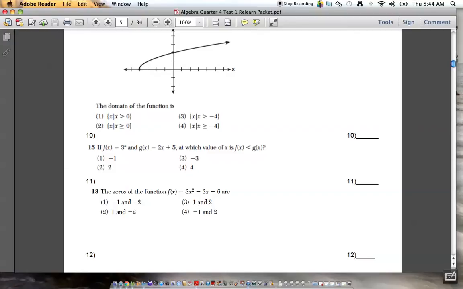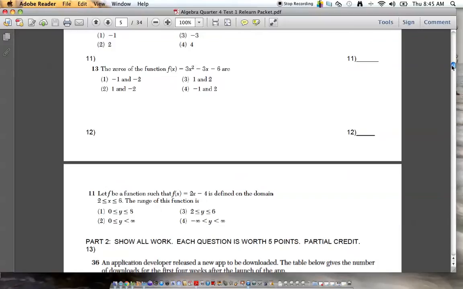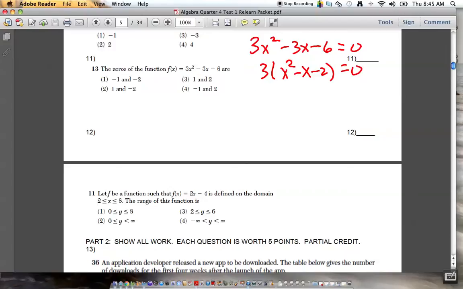Okay, next is the zeros of the function r. A couple of different ways to do this. You could graph it and see where it crosses the x-axis, or you could solve it. I don't want to get the graphing calculator out now, and if you choose that method, I'm sure you're good at it. So first I notice they have a common factor of 3, so I factor that out. And then I factor the trinomial.